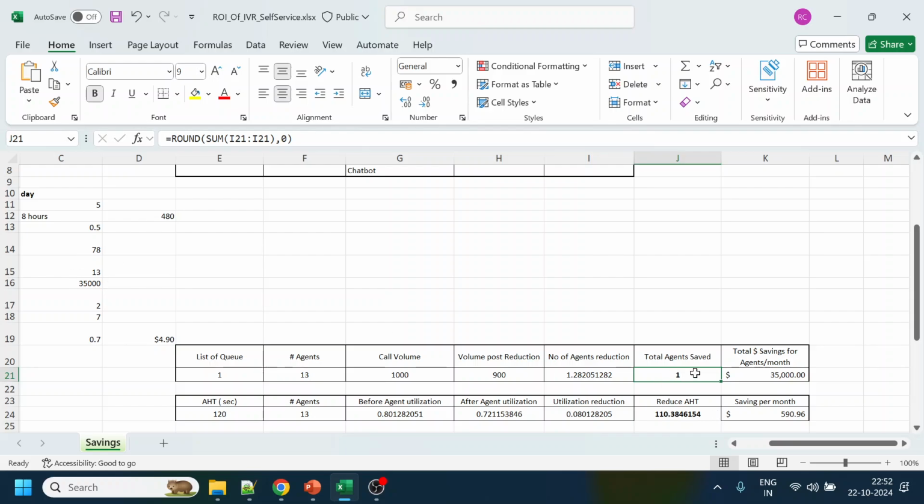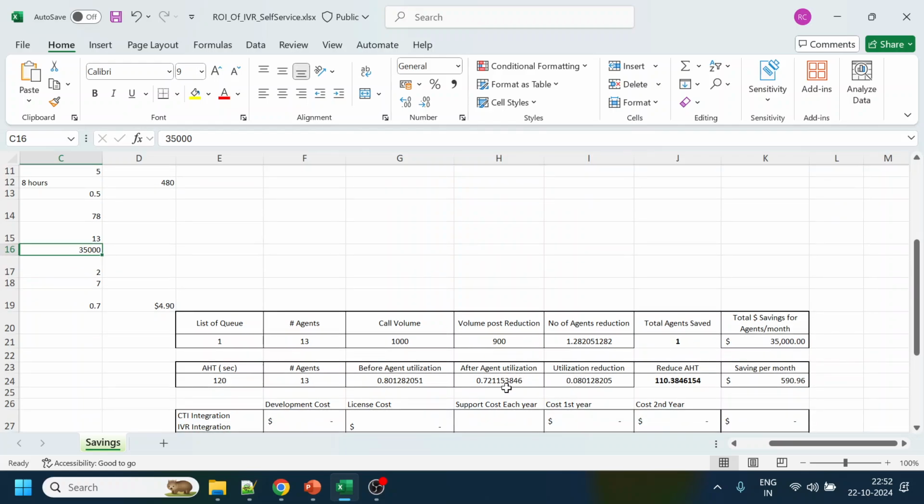And one agent got saved. So that means in a year, you are saving around $35,000, which is the salary I've mentioned over here. Okay, so this is one scenario of return on investment calculation.